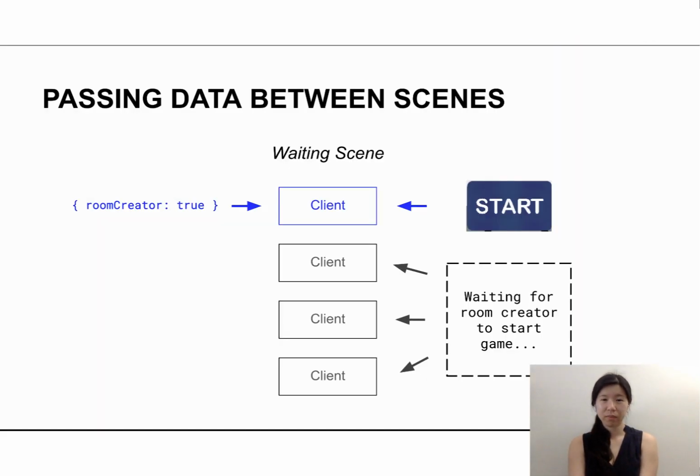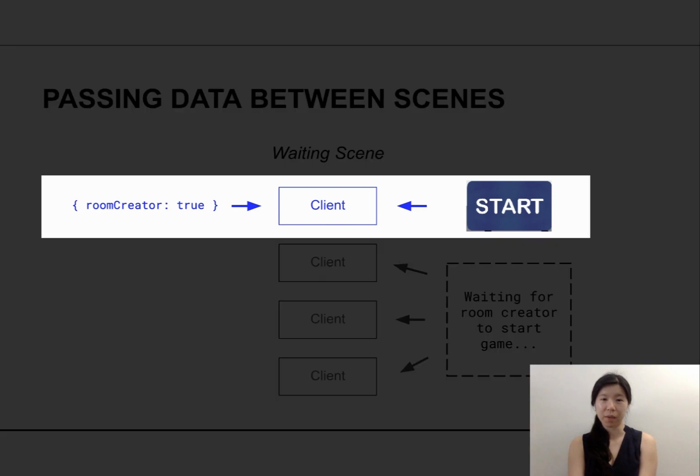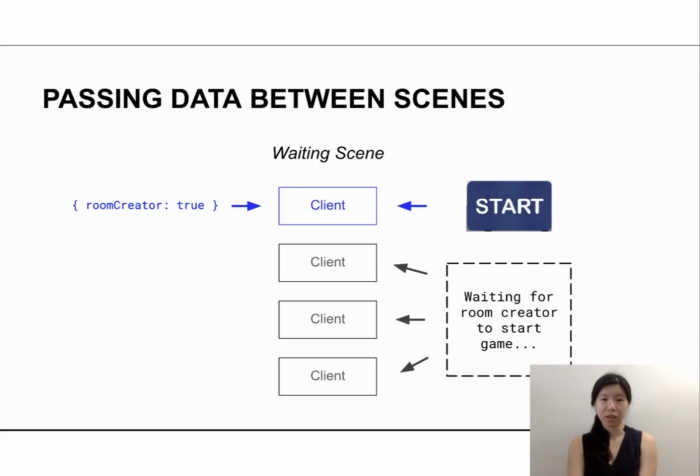Thank you, Ayse. As she mentioned, we utilized Phaser 3's built-in capability to pass data between game scenes. For simple scenarios such as rendering a start game button for only the room creator, we can pass a data object containing room creator information.